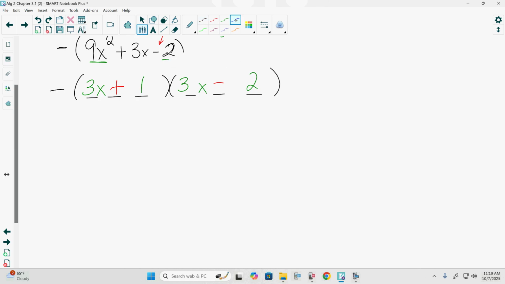Okay, so we'd have 3x times negative 2. 3 times negative 2 would be negative 6, and we still have our x. Positive 1 times 3x would be positive 3x, telling us that our middle term is negative 3. So at this point, we can do one of two things. Since our first terms are 3x and 3x, we can switch the 1 and 2 or switch the plus and minus. Either way works.